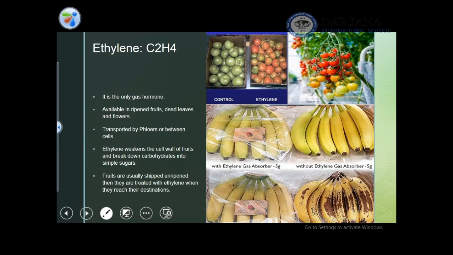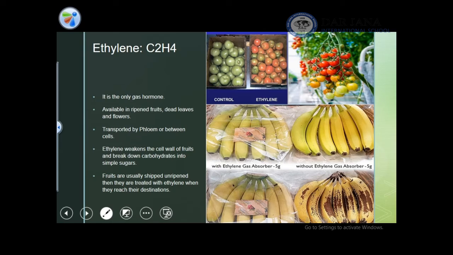There is one main function of ethylene, which is to ripen fruits by breaking down the carbohydrates available in fruits into simple sugar, and by making weak cell wall by breaking down the bonds between the cellulose of the cell wall. That's why we have an example of ethylene.